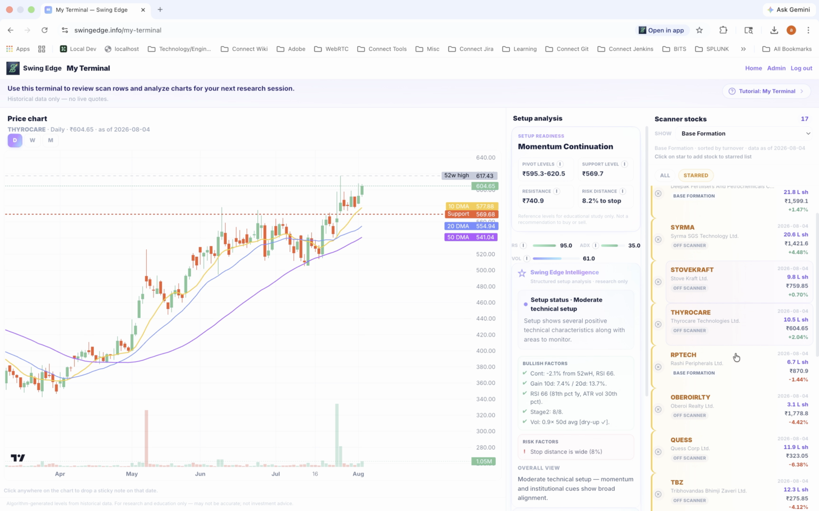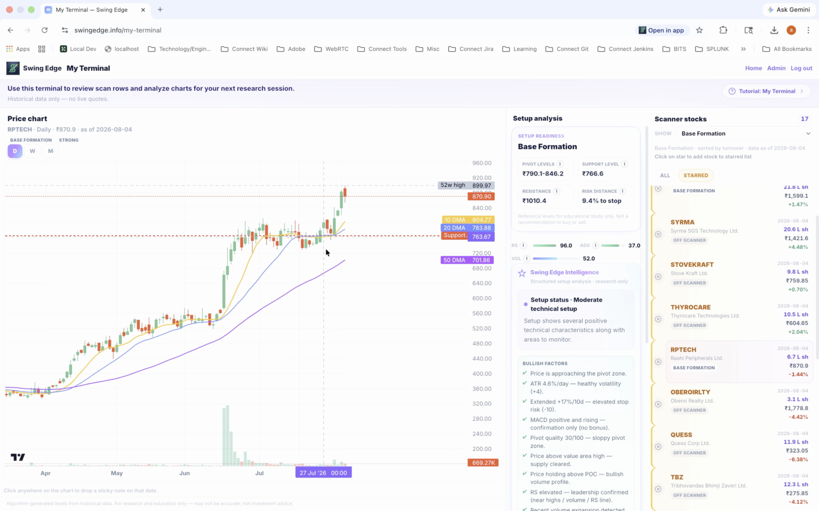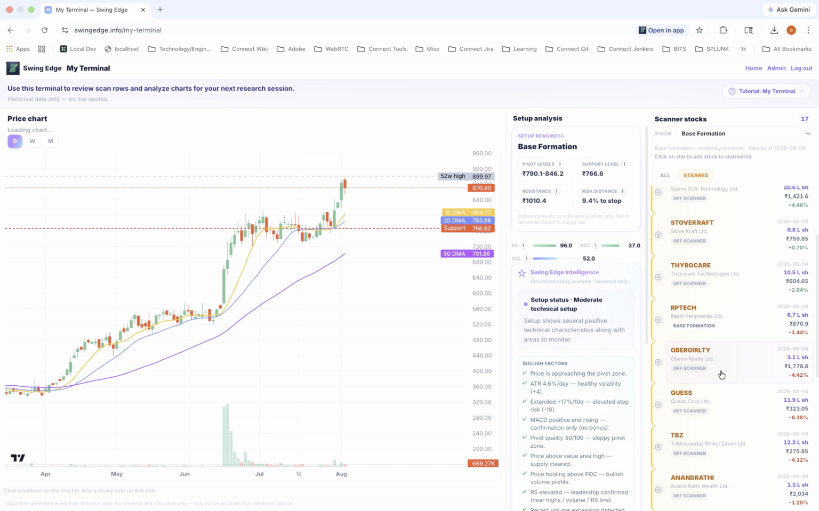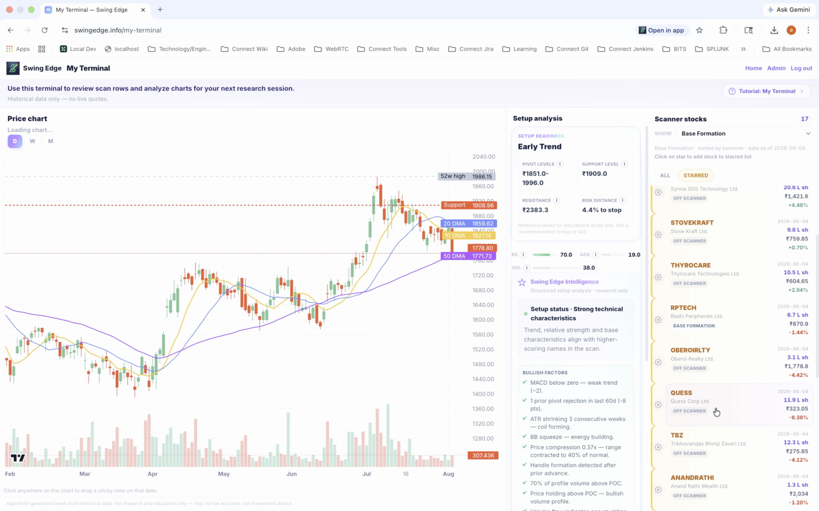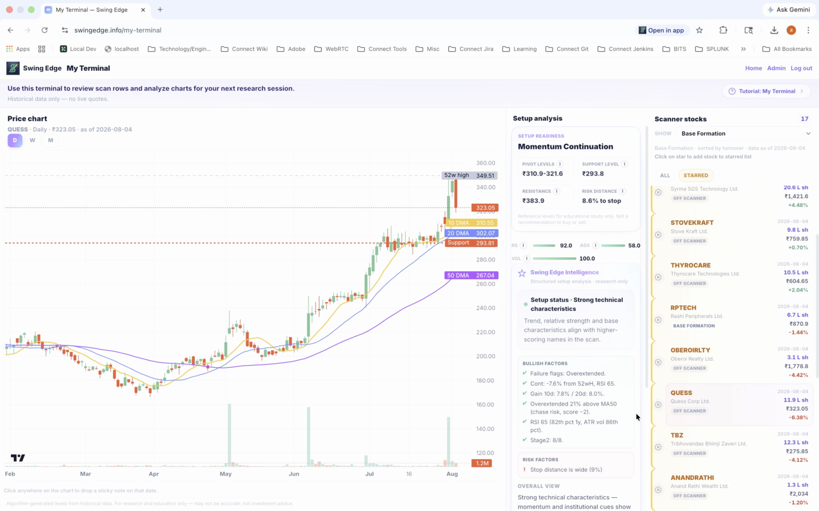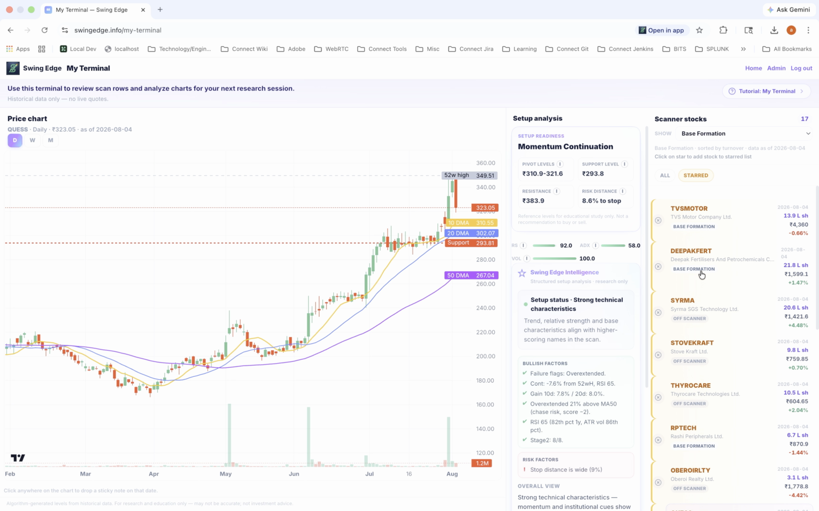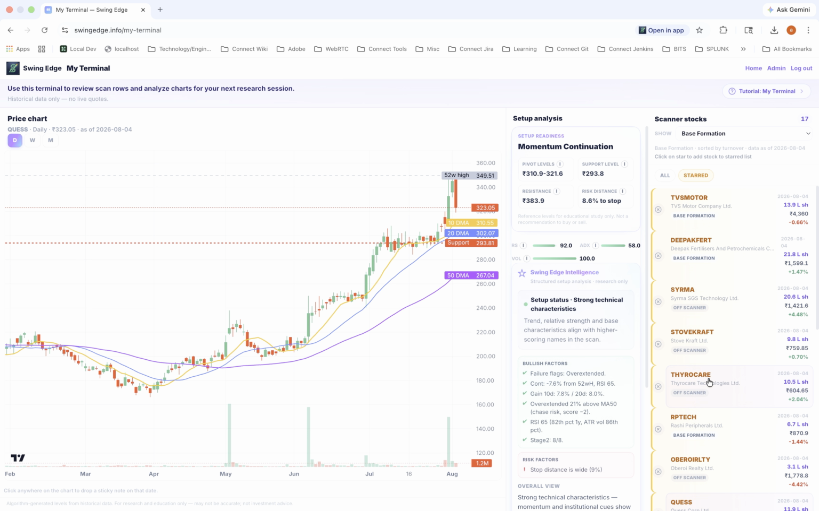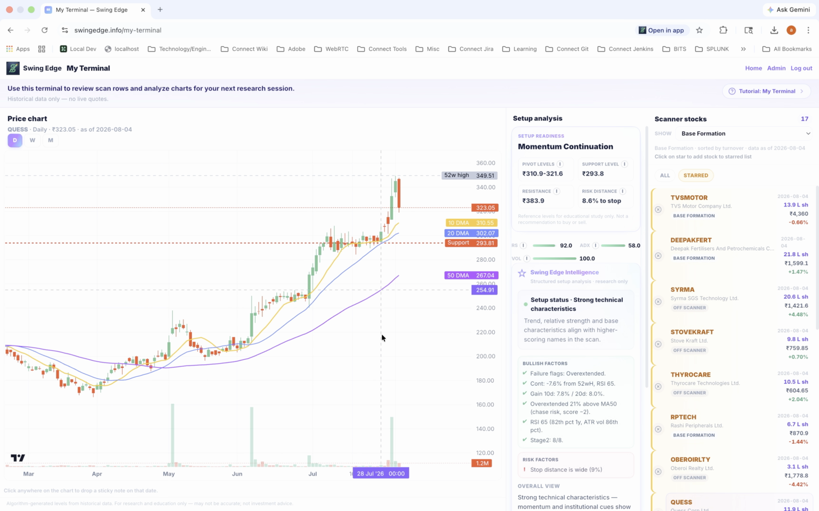Hyrocare, RPTech. In RPTech I entered around 773. It is in my list, and after this it was creating a flag, and after the flag breakout again a very good breakout. So very good tool. If you use this terminal, it's very easy. You can pick 10, 15, 20 stocks in your starred list, go to your broker, Zerodha or Angel One or Groww, whatever, add a trigger on the levels of that particular stock, and whenever the trigger fires, you can plan your trades.